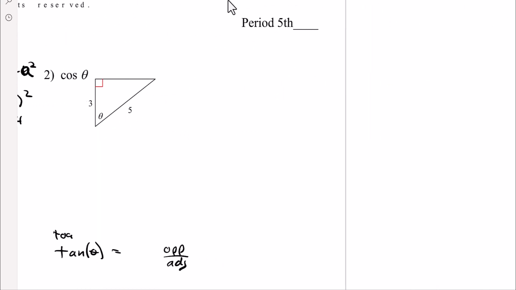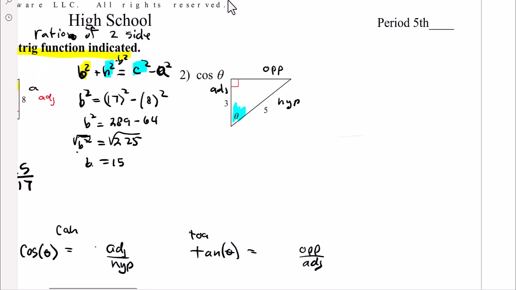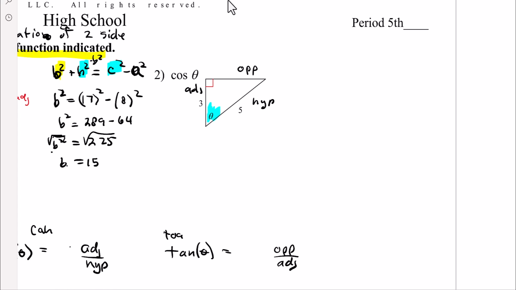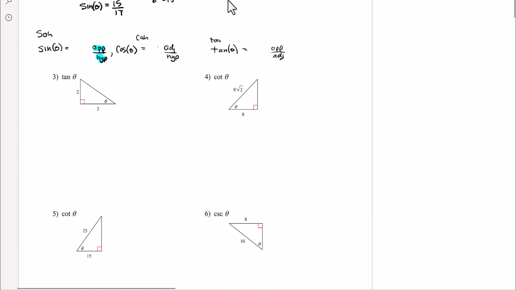Okay. We're going to come over here from the viewpoint of this angle. This is opposite. This is hypotenuse. Well, we're lucky. Cosine is adjacent over hypotenuse. Well, the adjacent side is 3. The hypotenuse side is 5. So on this one, you're done.